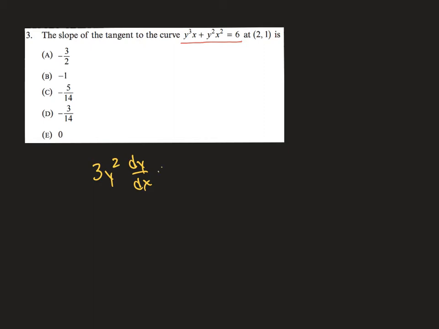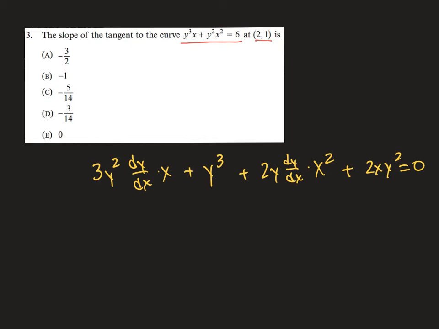Times x, plus the derivative of x, which is 1, times y cubed, plus we have another product rule here, 2y dy dx times x squared, plus 2xy squared, equals 0. And now wherever I see x, I'm going to put 2, and wherever I see y, I'm going to put 1, and then I'll solve for dy dx.